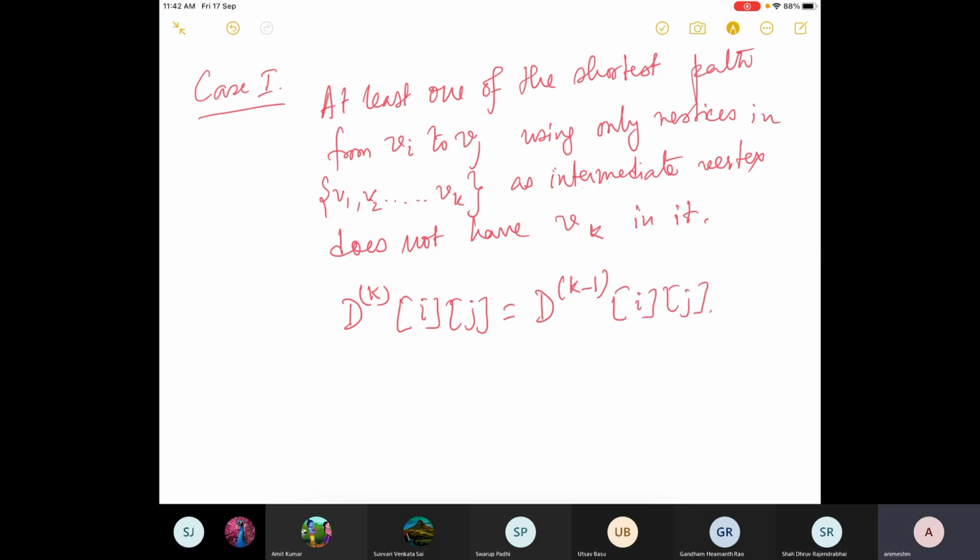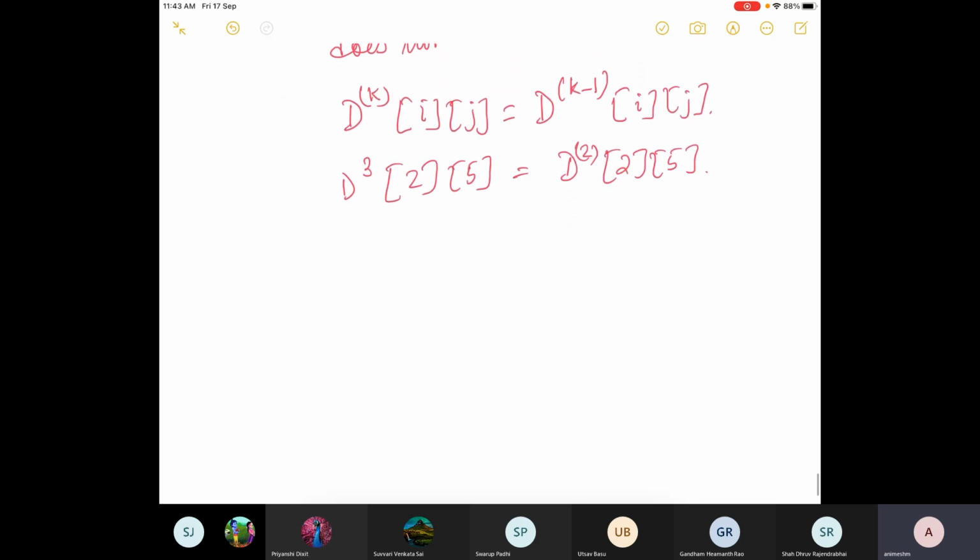Can you remind me of an example of this form that I showed you in the previous enumeration? D3 of 2, 5, right? Yes, sir. D3 of 2, 5 was D2 of 2, 5. This was one example. Now case 2 is more interesting.